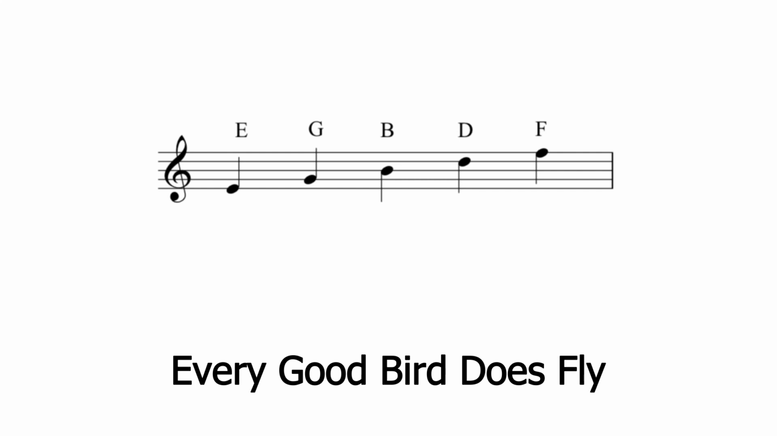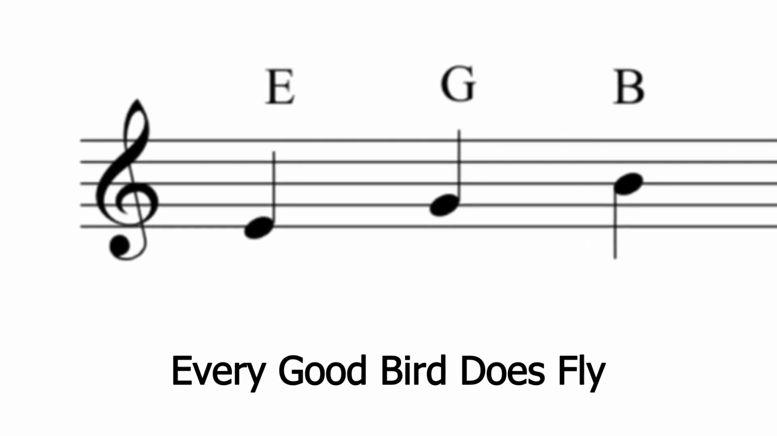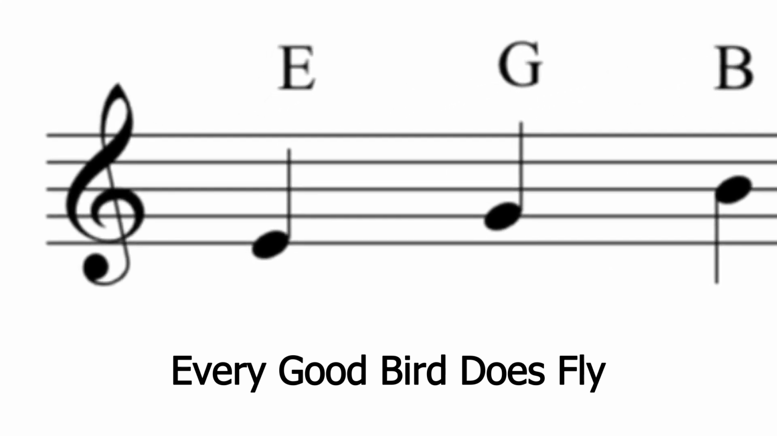A mnemonic device, by the way, is a technique used to aid memorization and is ironically a hard to remember word. As you can see, the treble clef wraps around the G line, the second line from the bottom. That's why we call it the G clef.